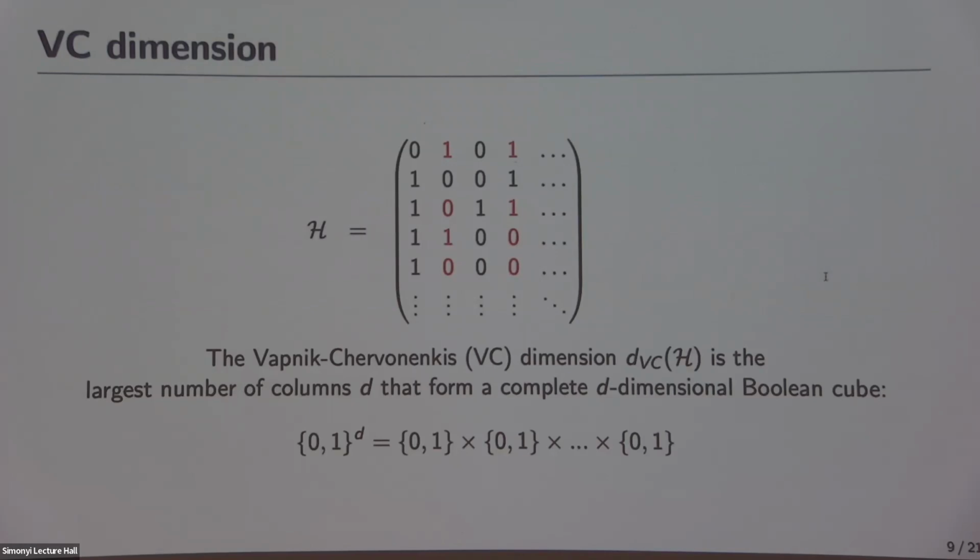It's called the VC dimension, after Vapnik and Chervonenkis. And it's essentially the largest number of columns D in this matrix, such that restricting the matrix to these columns forms a complete D-dimensional Boolean cube. This is easiest to see with an example. In this case, the VC dimension is 2, because there are two columns, these red columns, that have all of the possible combinations of zeros and ones: 0,0, 0,1, 1,0, and 1,1. And in general, if I had D such columns with all possible 2 to the D combinations, I would say the VC dimension is D.